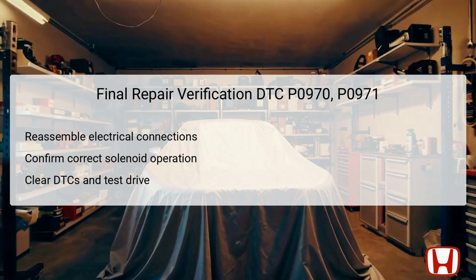After addressing potential faults identified in the previous troubleshooting steps, it is crucial to conduct a final repair verification to ensure correct operation. Begin by carefully reassembling all the electrical connections, ensuring that connections to the TCM and solenoids are secure and undamaged. Next, verify that the pressure control solenoid is functioning correctly after any repairs or replacements. This may involve specific tests to ascertain that the solenoid engages and provides proper pressure levels.